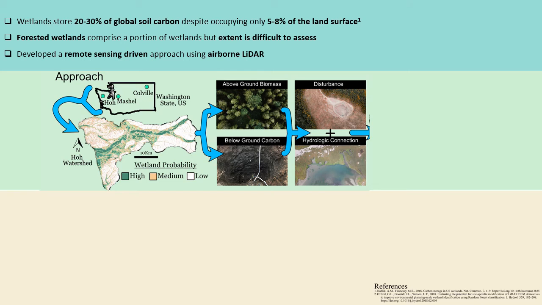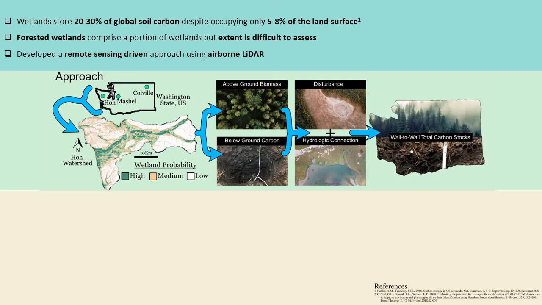And we plan to integrate above ground and below ground carbon measurements, as well as characterizations for disturbance and hydrologic connectivity to build a more complete carbon stock model. This will allow us to estimate carbon stocks in both wetlands and uplands across the entire Washington state.